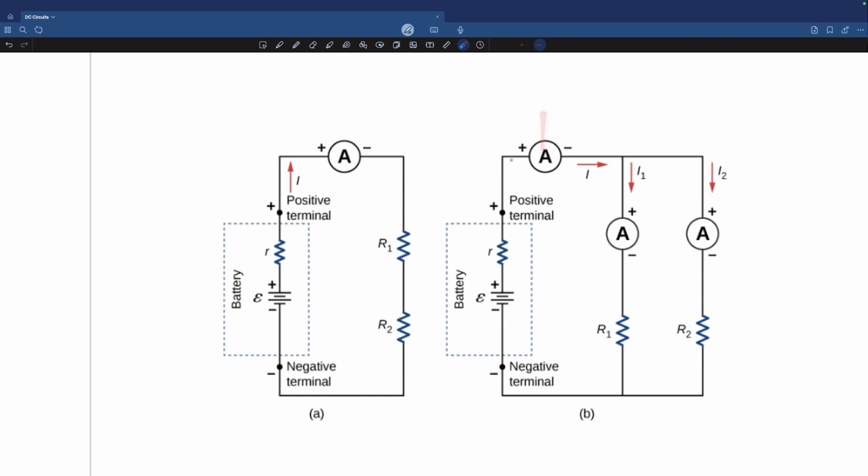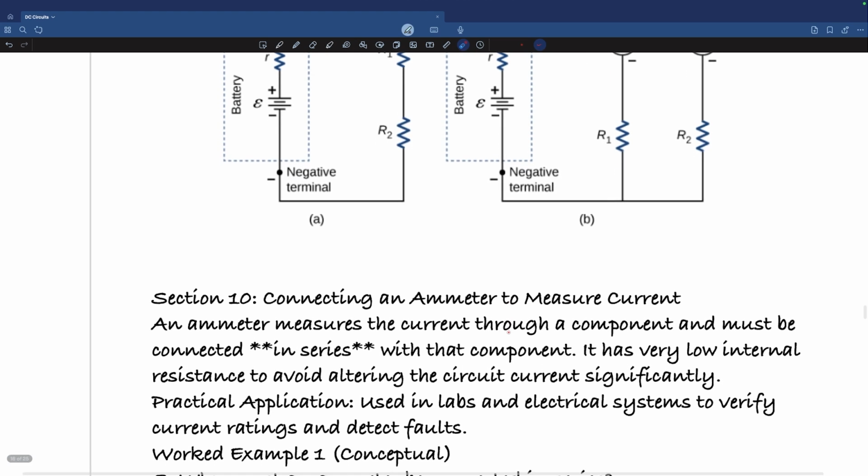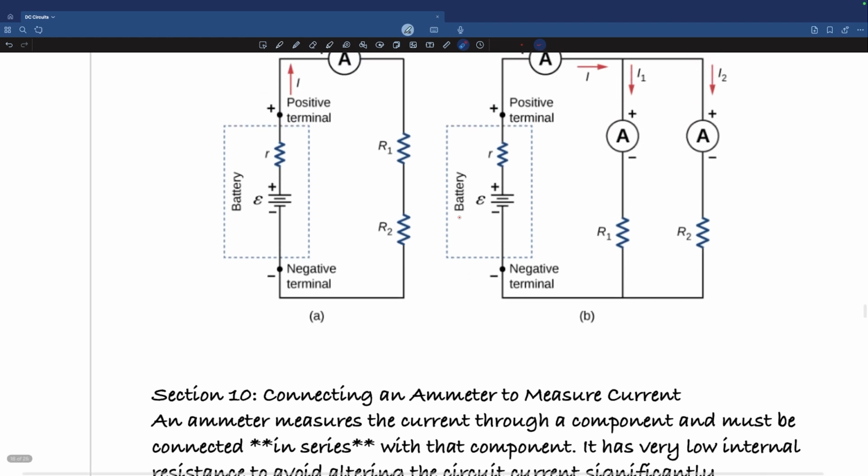This one is going to measure the current that flows through this part. Second one will measure this current I1. The third one will measure this current I2. And it's always connected in series, meaning this meter is connected in series with this. This one is connected in series with this. Okay. And an ammeter is a very low resistance instrument. Again, it has a very low internal resistance. The reason is we don't want it to alter the current in the circuit.